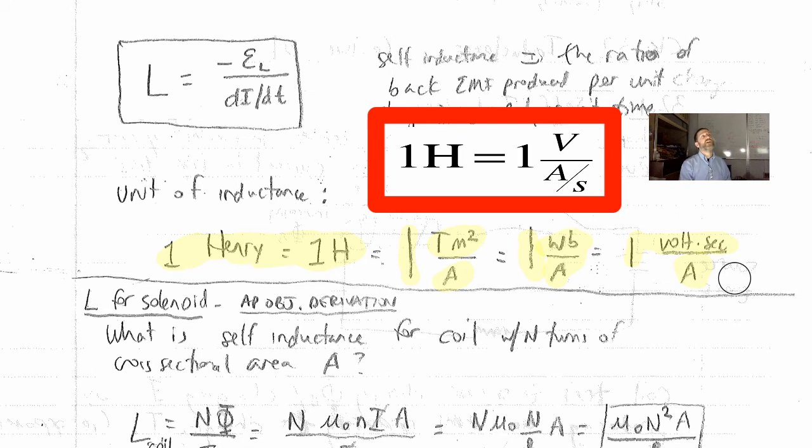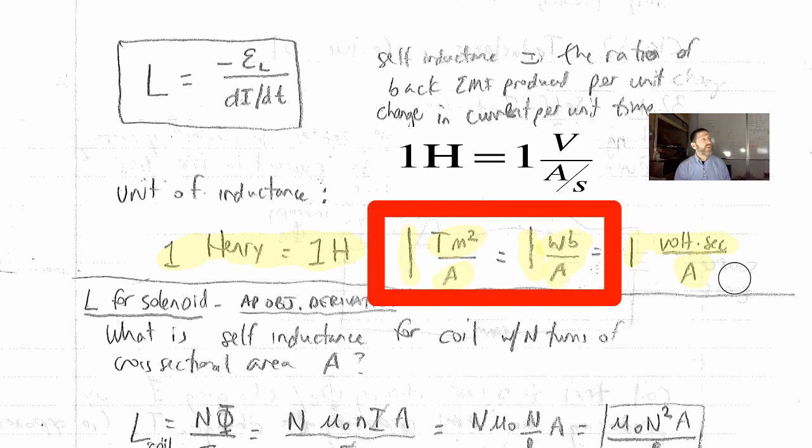If you don't have a change in current, you get no EMF. You get no back EMF. So an inductor of 1 Henry simply gives you a volt for every ampere per second of change. You can see that a Henry may also be interpreted as a Tesla times meter squared per ampere. In other words, a coil that has an inductance or self-inductance of 1 Henry will produce 1 Tesla meter squared of magnetic flux for every ampere that's traveling through the coil.